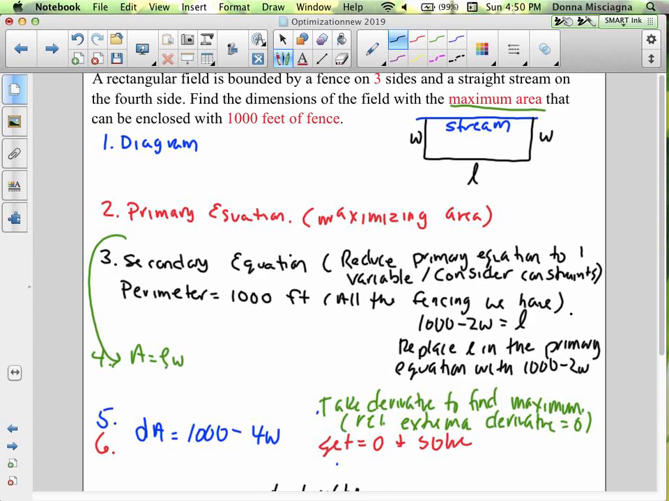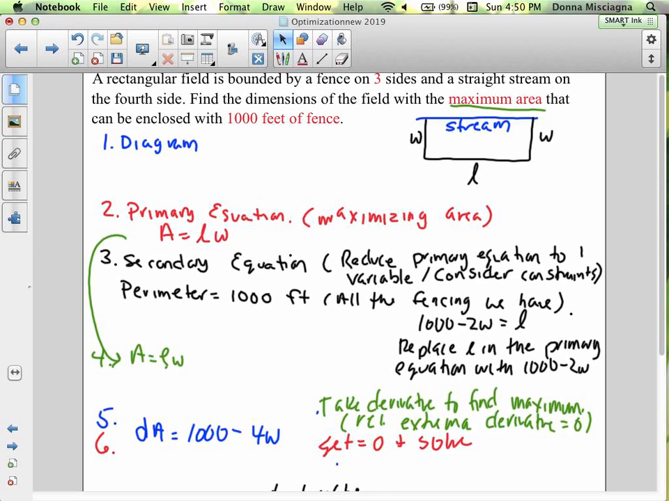Right, so the one side is length, and the other 2 are exactly the same measure. Right, and we'll call those widths. So there's our diagram. Our primary equation is the fact that we are maximizing area, and the formula for area of a rectangle is length times width.